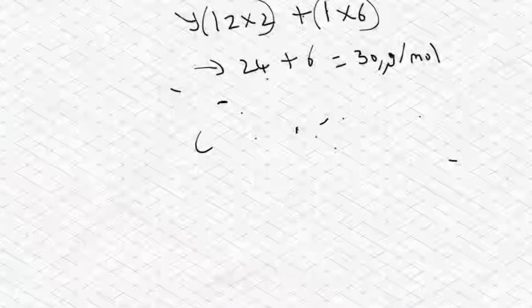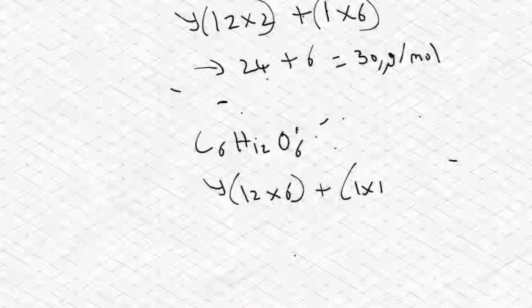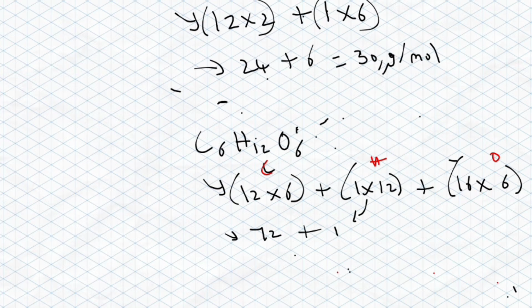Let's say you want to do molar mass for glucose. How are you going to do it? Basically 12 times 6 here plus 1 times 12 plus oxygen is basically 16, so that's 16 times 6. This is for carbon, this is for hydrogen, and this is for oxygen. So 12 times 6 is 72, plus this will give us 12, plus this will give us 96. So the total is going to be 180 grams per mole.